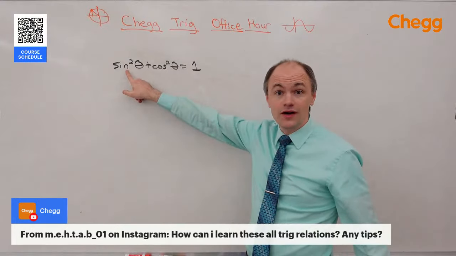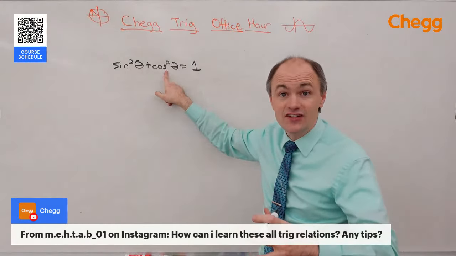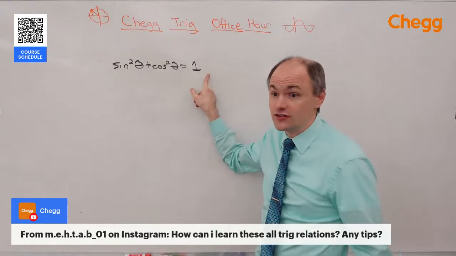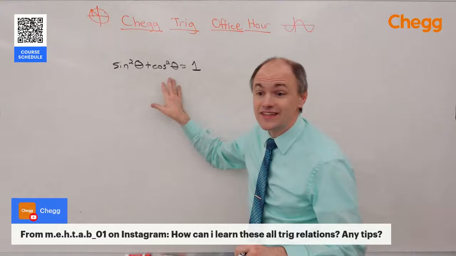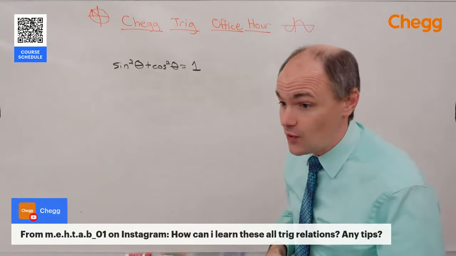Because sine is the y coordinate on any triangle. Cosine is the x coordinate on any triangle. And it's a unit circle. And so when you do the Pythagorean theorem, a squared plus b squared equals c squared, you should know sine squared plus cosine squared equals 1.